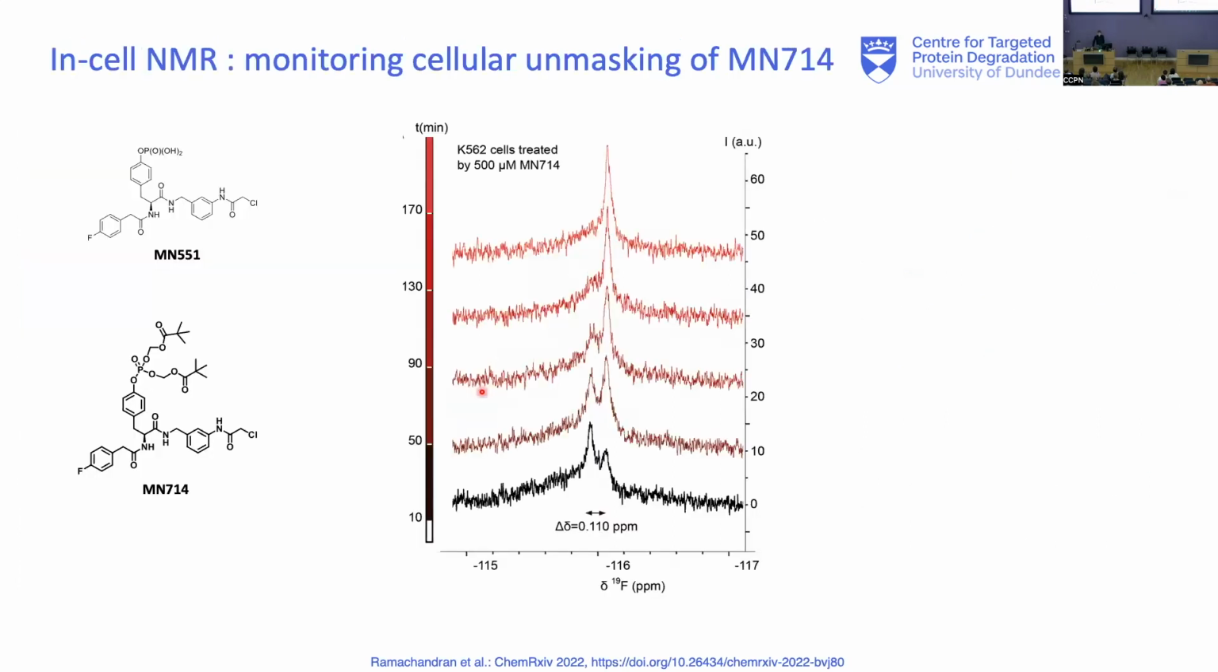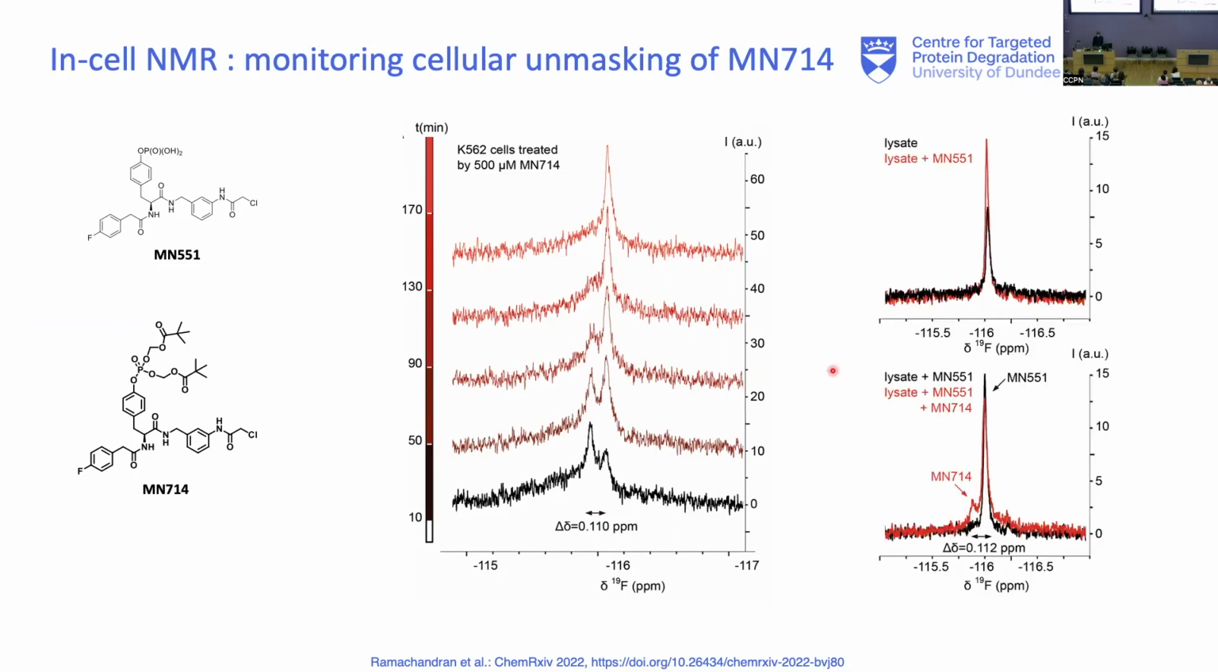So here is the data that we obtained for MN714, the POM protected PROTAC that actually worked quite nicely. Immediately after addition of the PROTAC, we see one big peak that we think corresponds to 714, that has a bit of a shoulder, and over time this shoulder grows and becomes the dominant peak, whereas the originally main peak seems to disappear. And we believe that is due to unmasking.